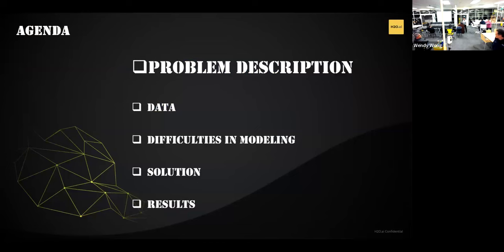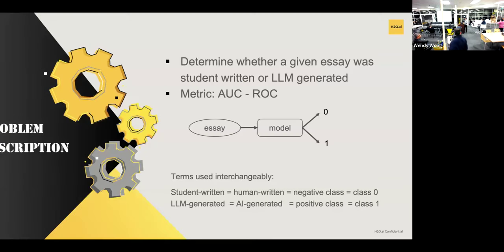Let's first look at the problem description. Given an essay, we are asked to build a model to do binary classification to say if it is student written or LLM generated. So it's just a basic binary classification problem. And the metric used is also the classic AUC.